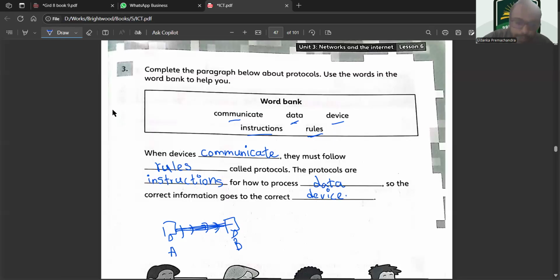Like that you can fill. Yes. I think you got it. Yes.